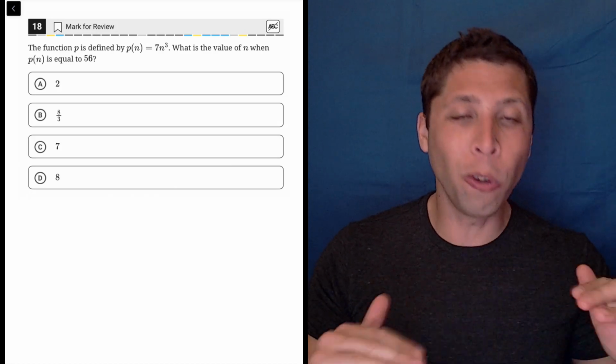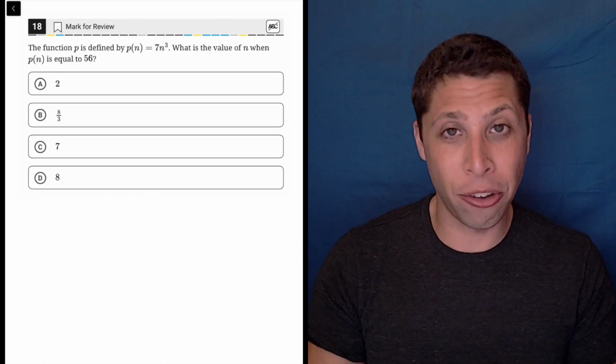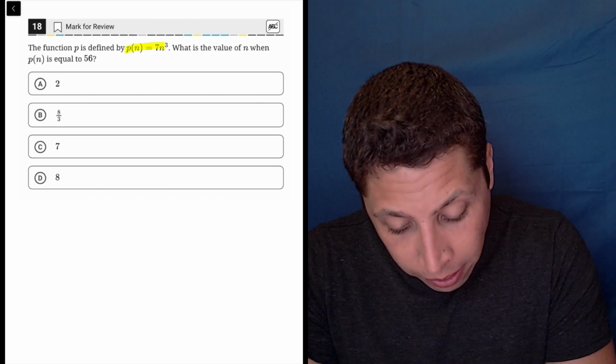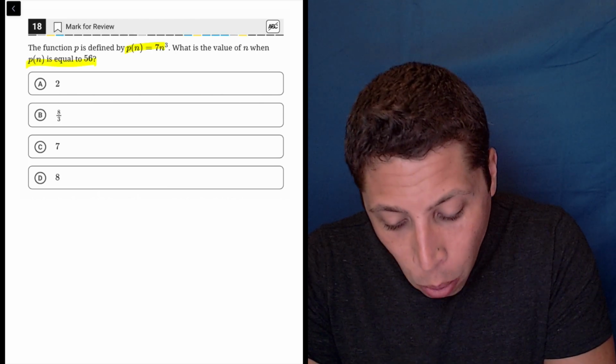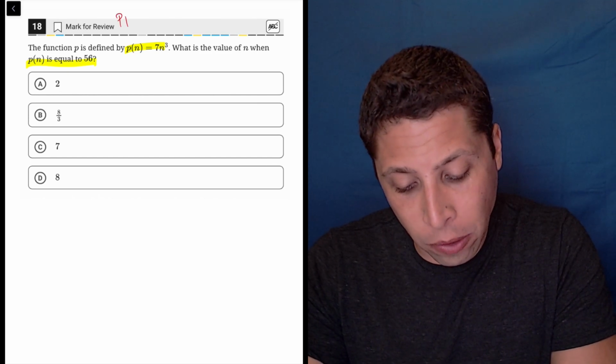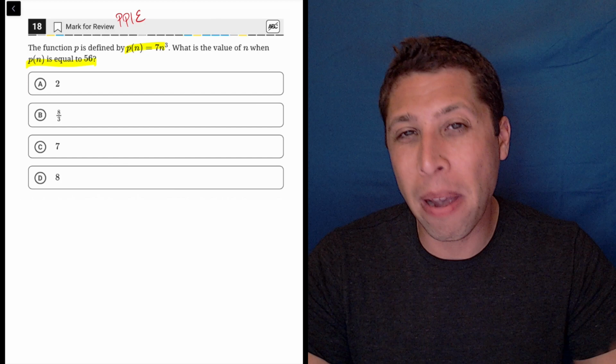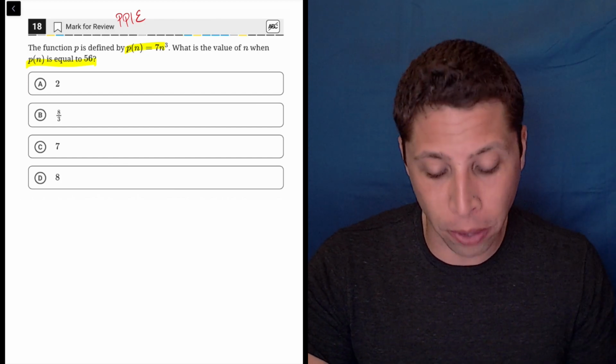This question is only testing function notation. You need to be able to understand that they're giving you an equation, right? That's an equation right here, and they're giving you a point. This is going to use my favorite strategy, plug points into equations, but in order to understand it, we still need to memorize what aspect of the point they're giving us.